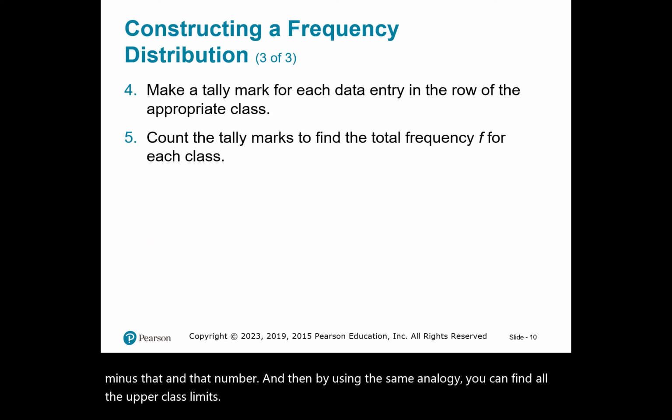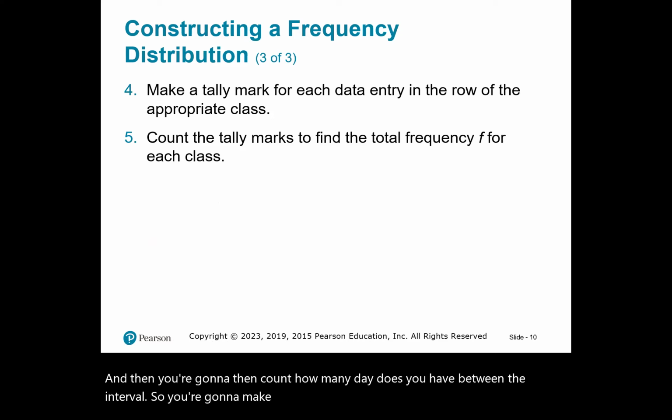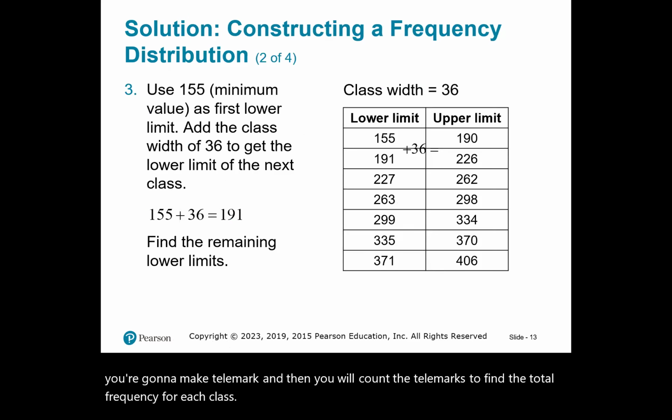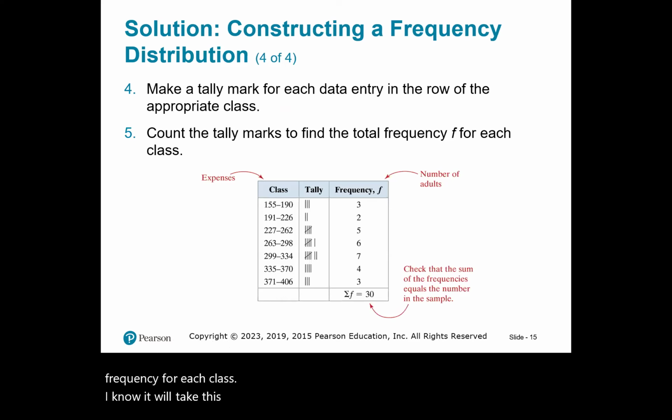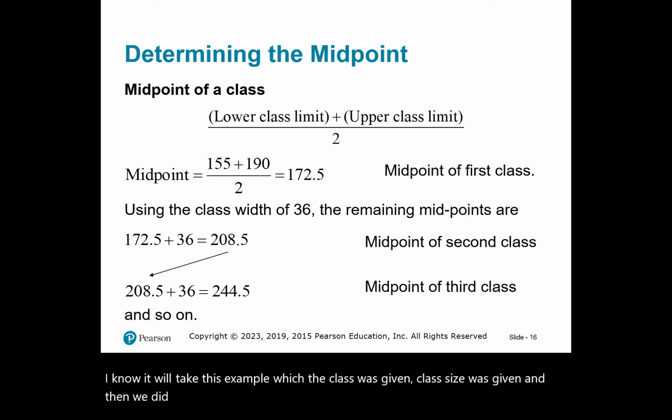And then you're going to count how many data points you have within that interval. So you make tally marks, and then you count the tally marks to find the total frequency for each class. And then we looked at this example, where the class size was given, and then we did it. Now the second objective for this lesson is determining the midpoint.